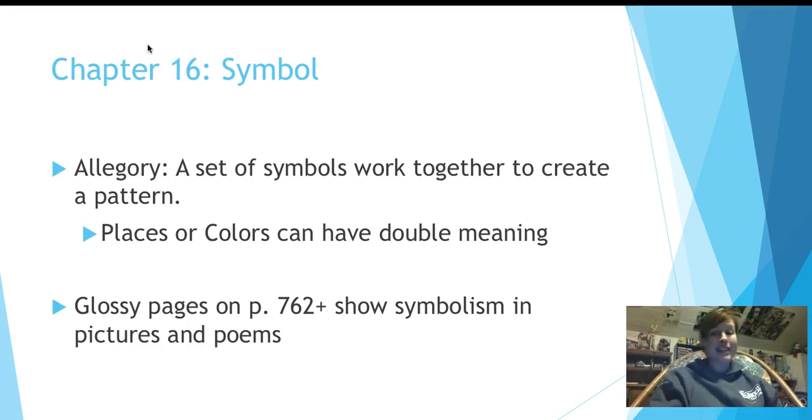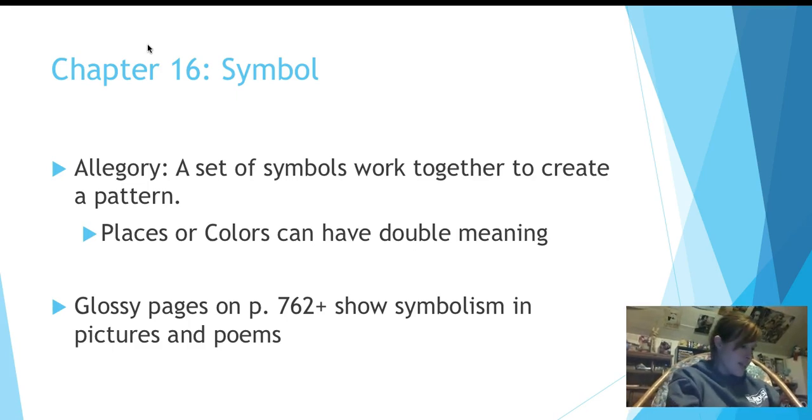And poetry uses symbolism so much. Our terms start out with allegory, which is a set of symbols that work together to create a pattern or an image in poetry. That term itself starts to take place in our textbook towards page 747. You can get some nice poetry examples there with William Blake.